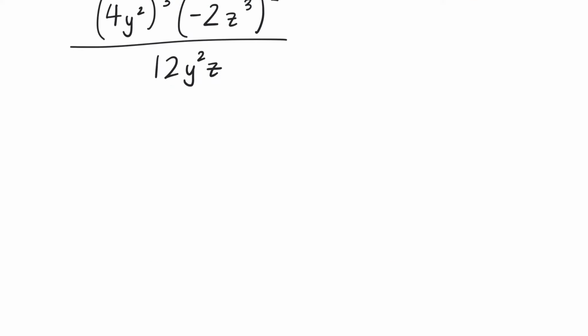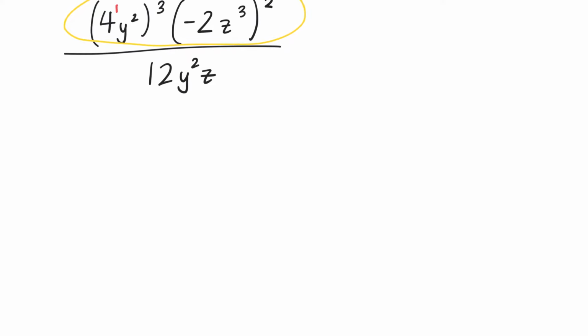Okay, for this next question, I have a lot going on with the numerator. I want to simplify this first because there's nothing to simplify with the denominator because the denominator is already written as a single power. So let's look at our numerator. We have powers of powers. So I have 4 to the power of 1. Don't forget to put that invisible 1 there. All of that is to the power of 3, and I have y to the power of 2 to the power of 3.